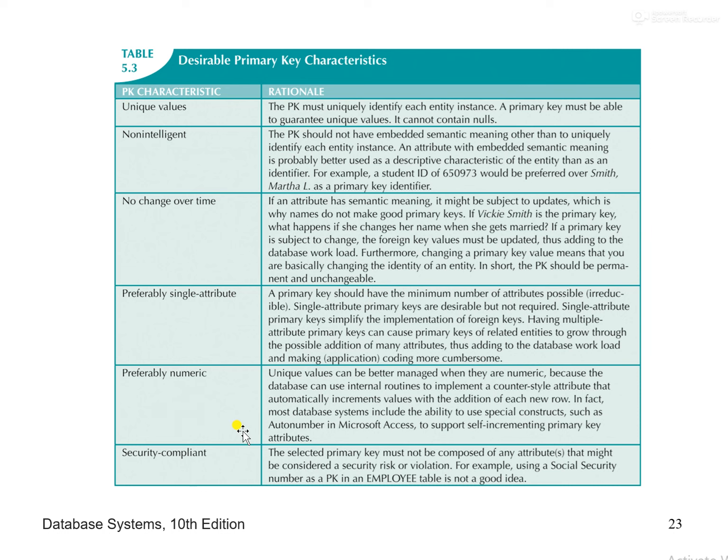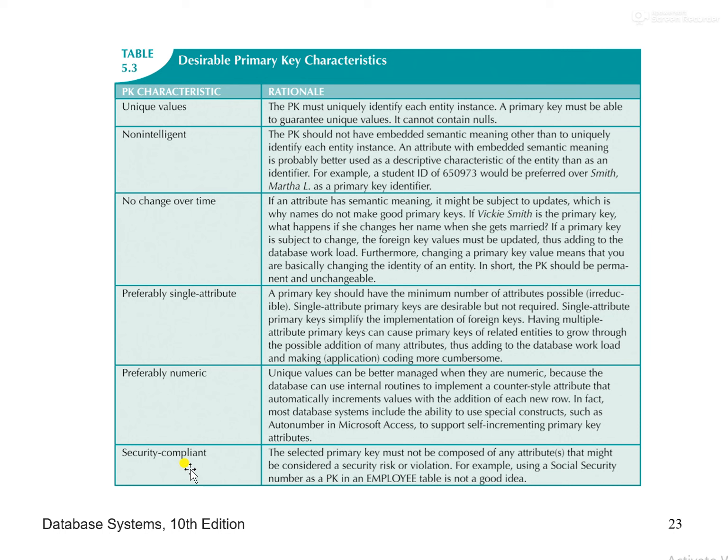Preferably numeric, yes, because as we know we want our primary key to be unique, and unique values can be better managed when they are numbers, because the database can use its internal procedure to implement a counter-style attribute. Like, if you do not find any preferable attribute in a table as a primary key, you can add your own special single attribute in the database as a primary key, and then ask the database to increment its value every time a new row is inserted or a new record is added into this table. So numeric is always preferable.